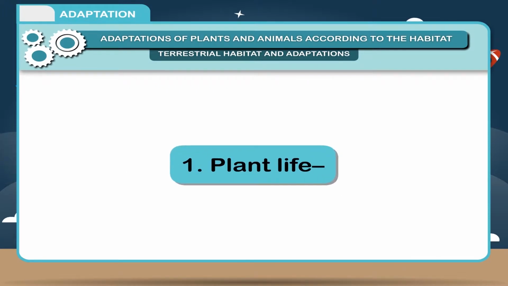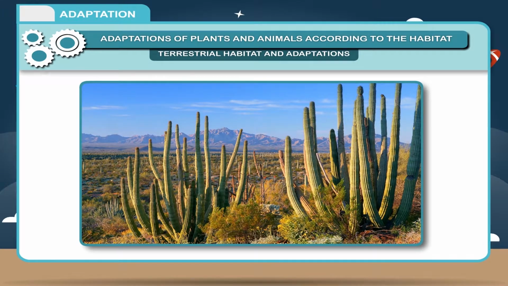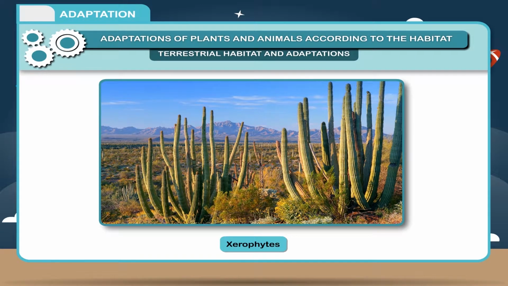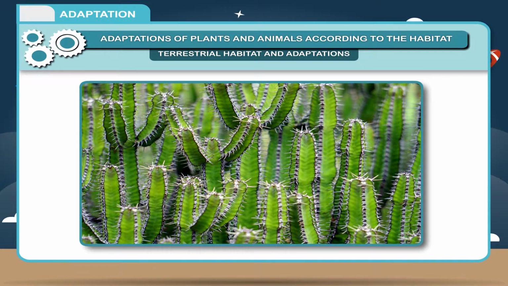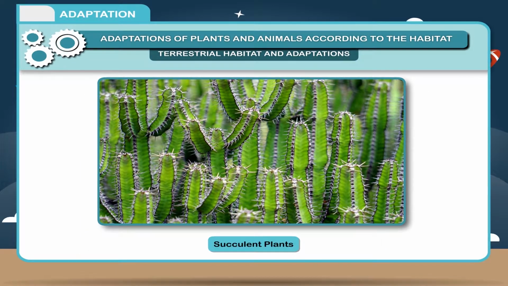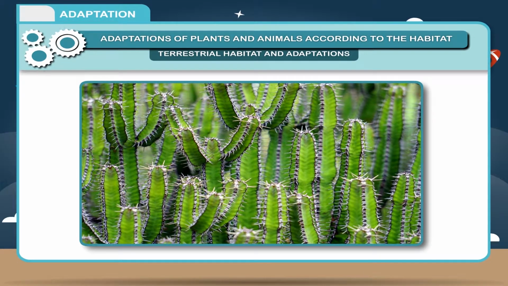1. Plant life. A. Plants of deserts are also called xerophytes. Most plants have long roots that penetrate deep inside the soil in search of water. B. Many plants, such as cacti, have fleshy stems to store water. They are called succulent plants. The stem is also covered with a thick waxy layer that helps to retain water.